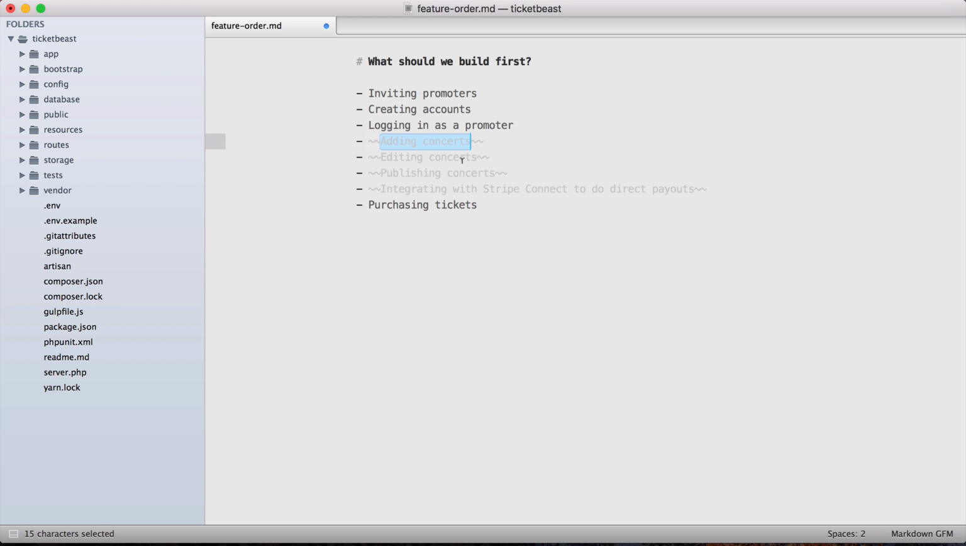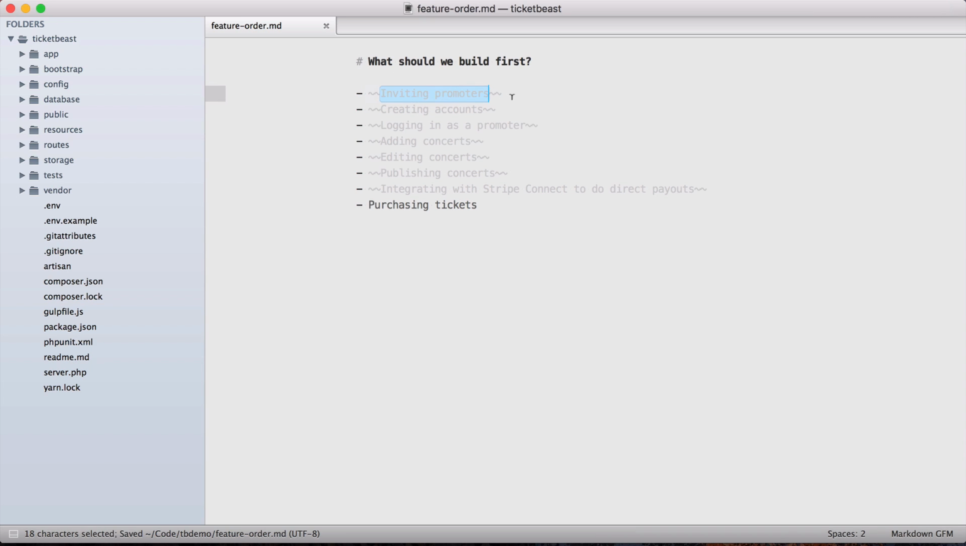So adding concerts and editing concerts doesn't matter anymore. Now, what about logging in as a promoter? Well, since we've been able to eliminate all the things that a promoter actually needs to be able to do in the system, we don't need to allow logging in as a promoter to get started, which means we also don't need to allow promoters to create accounts, which means we also don't have to worry about creating a whole sophisticated system for generating invitations to send to promoters that they can accept and stuff like that.